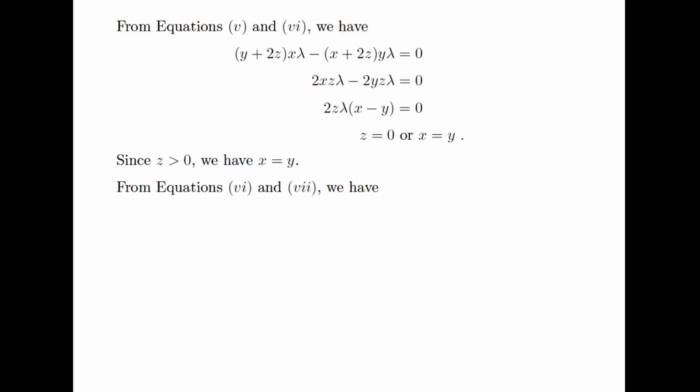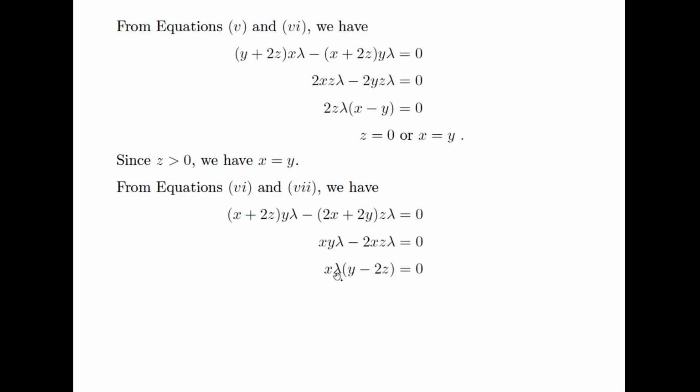Similar to what we did above, we consider equations 6 and 7, which have the same left-hand side. So we equate the right-hand sides. That means (x + 2z)y lambda minus (2x + 2y)z lambda equals 0. Now, if we distribute y lambda over 2z, we get positive 2yz lambda. And we distribute z lambda over 2y, we get minus 2yz lambda, which cancels out. Hence, we have xy lambda minus 2xz lambda equals 0. Again, we factor out x lambda. So we get x lambda times (y minus 2z) equal to 0.